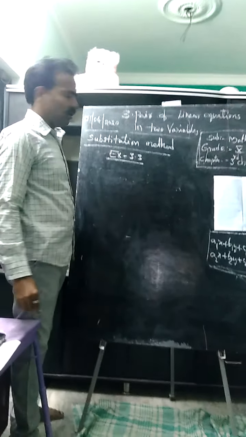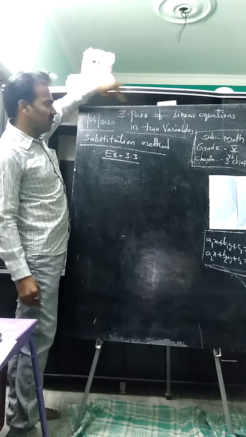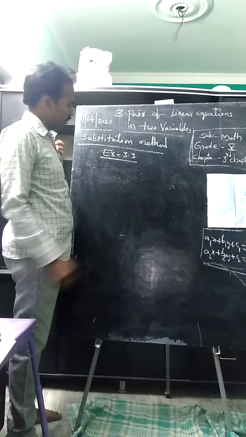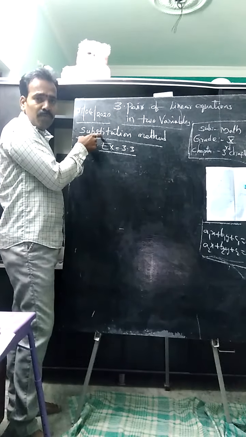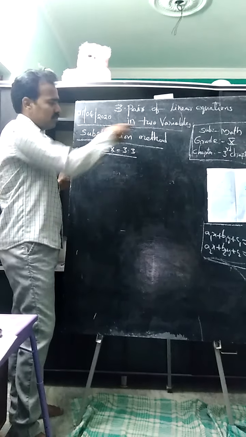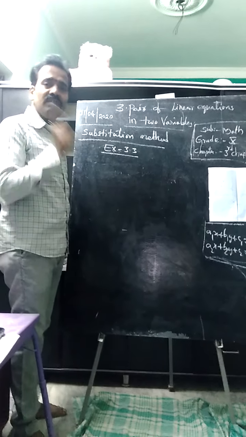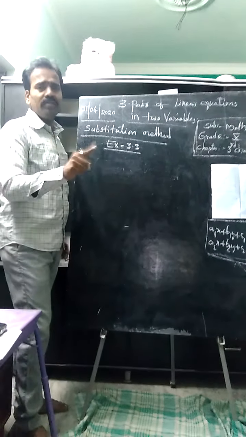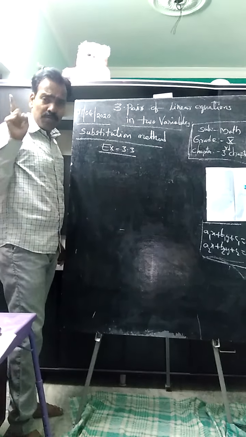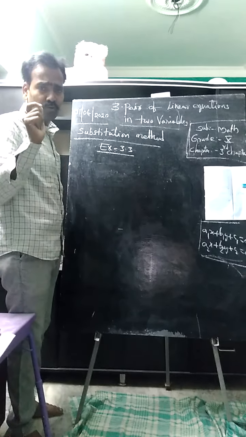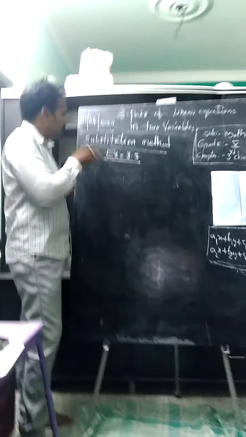So first today we will discuss how to solve a pair of linear equations in two variables, or a system of linear equations in two variables, by using the substitution method, that is, finding solutions by using the substitution method. As we discussed earlier, the first step is to check whether they contain a unique solution or not. If the pair contains a unique solution, then only an algebraic method, in this case the substitution method, is applicable.